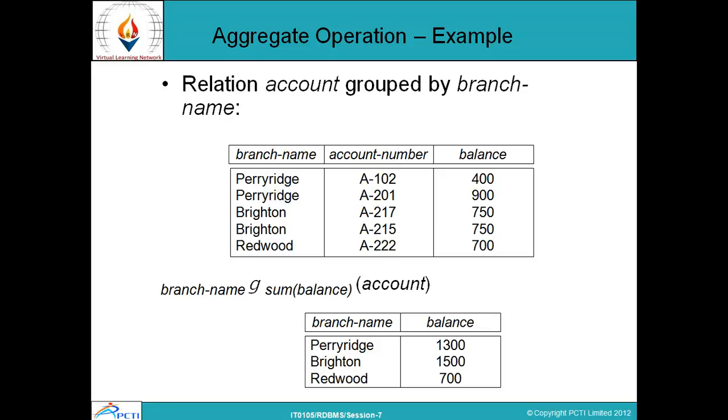Next is the aggregate operation. One more example is shown here. The table taken here has the account branch name, account number, and the balance, and again the aggregation sum is applied on the balance, which shows the sum for the Perryridge branch, Brighton, and Redwood easily. So like this we can apply some functions on the column, which is very helpful.